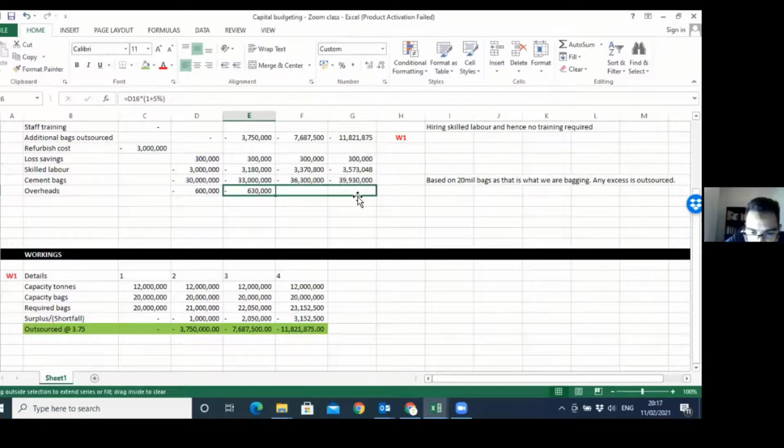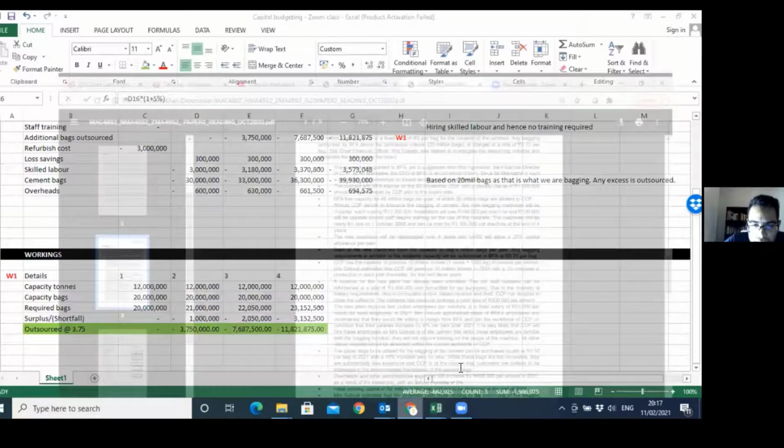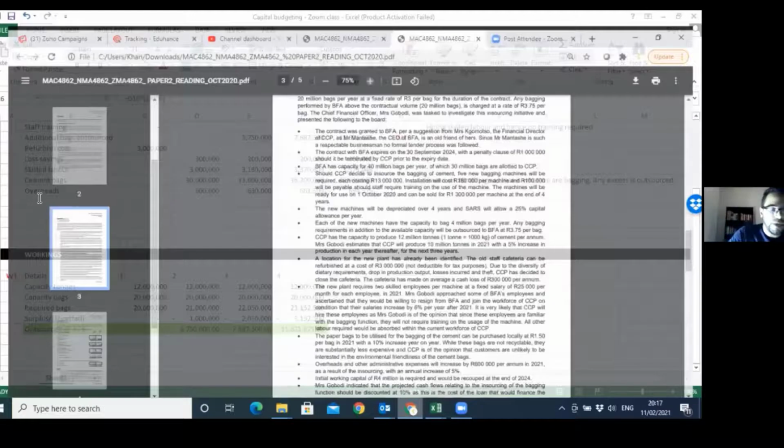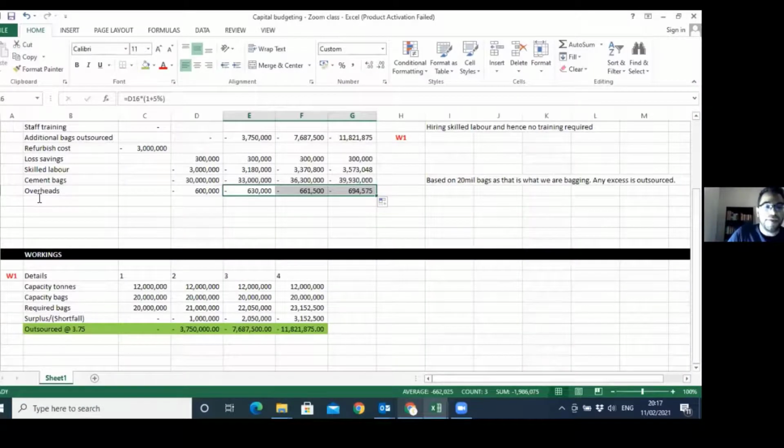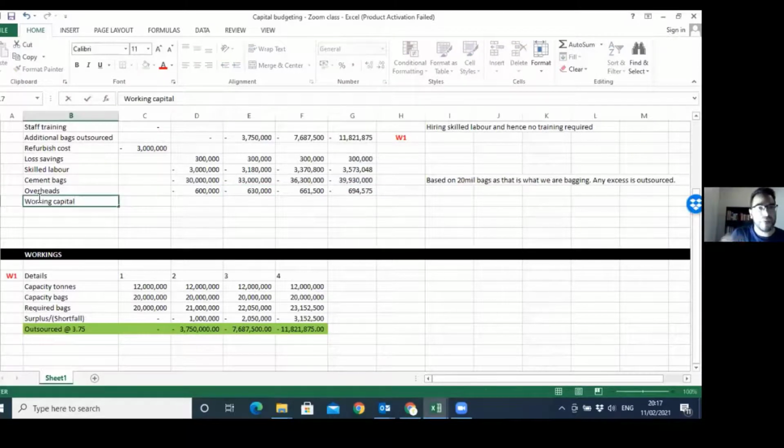Let me just check. So 600,000 and an increase of 5%. So we see that. And then the last one is working capital. Remember, working capital happens immediately. If they don't tell you when working capital takes place, you assume it happens immediately, which is in year 0. Okay. So this is negative 4 million rand.